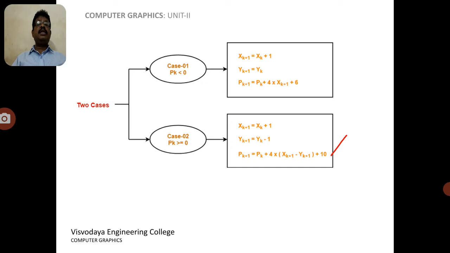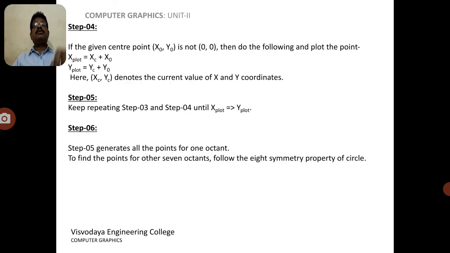And if pk is greater than or equal to 0, then we take the next parameters: xk plus 1 equals xk plus 1, yk plus 1 equals yk minus 1. Here you can observe the decrement value. So the next pk plus 1 equals pk plus 4 into xk plus 1 minus yk plus 1 plus 10. So these are the values which can be taken.